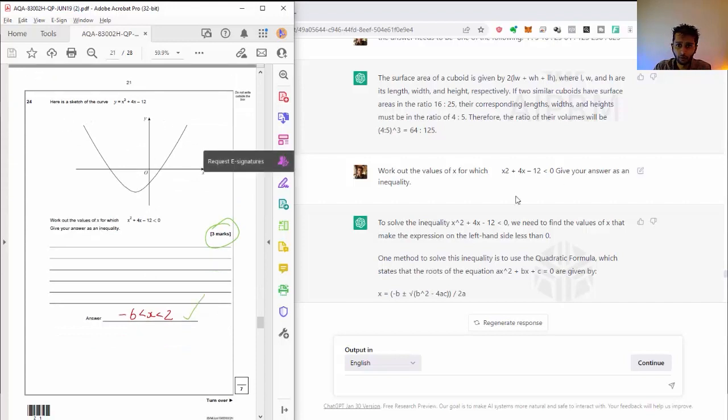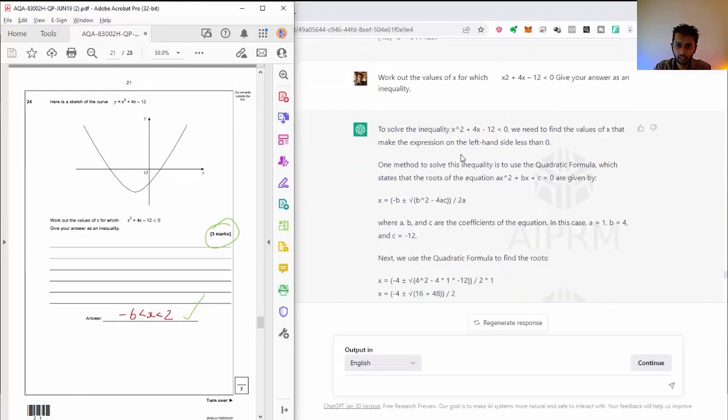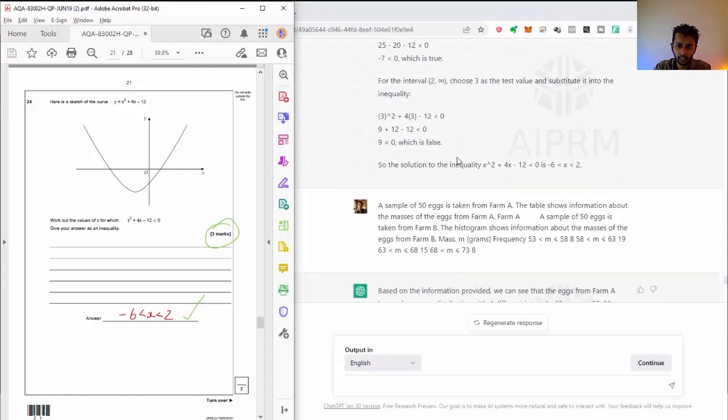Number 24 was a quadratic inequality. Did a lot of working out, but in the end it gave me the answer -6 to 2, which was correct, so 3 marks.